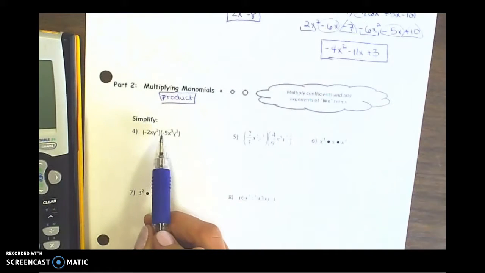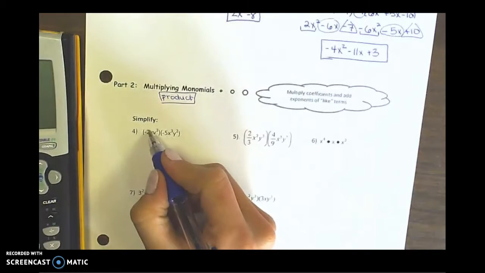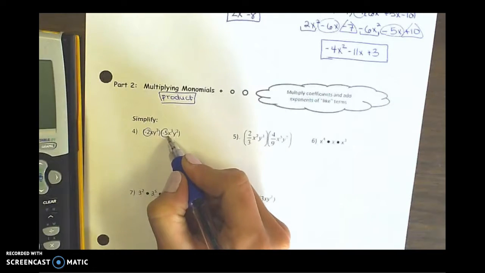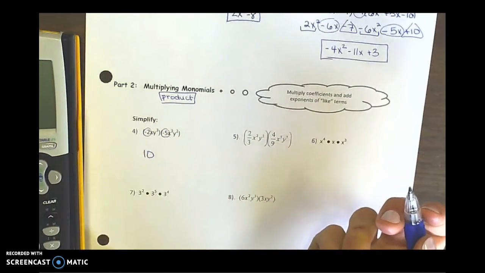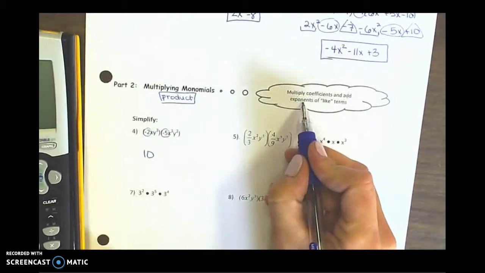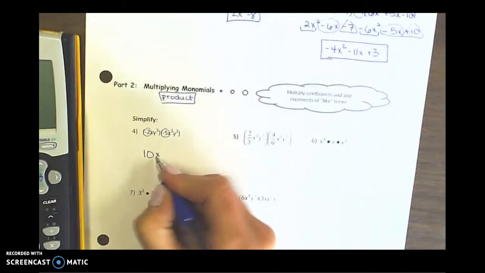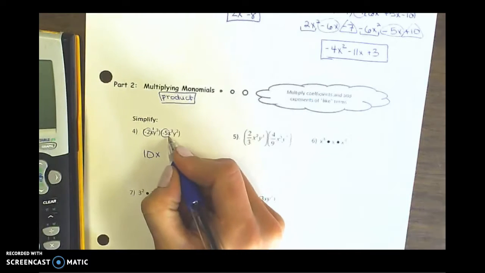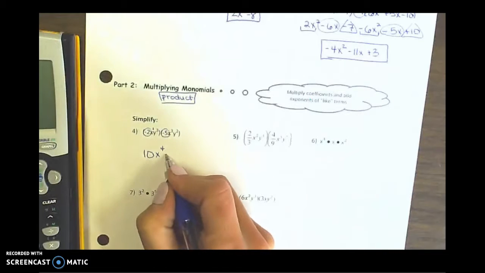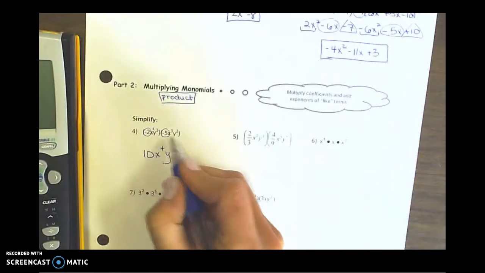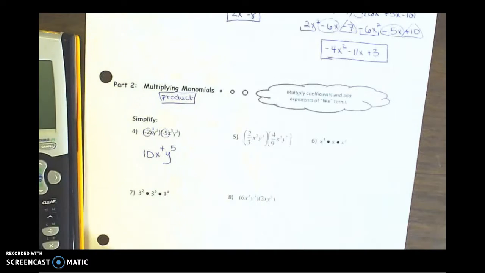So here we're multiplying because the parentheses are touching. So the first thing I'm going to do is multiply the coefficients. So that's the negative 2 and the negative 5, which gives me a positive 10. Now, for the variables, I'm going to add the exponents of the like terms. So here I have an x. This x is to the first power. This x is to the third power, so together they give me the fourth power. And then my y is y to the third, y to the second. We add 3 plus 2 is 5.